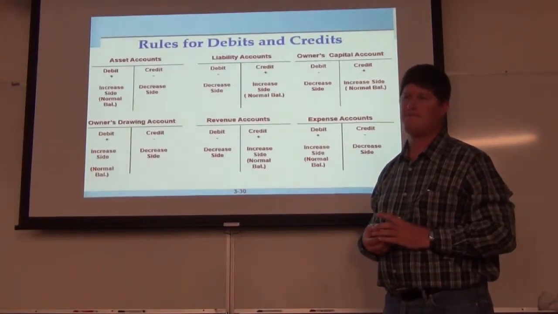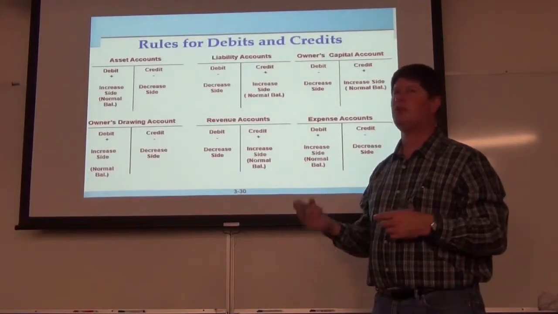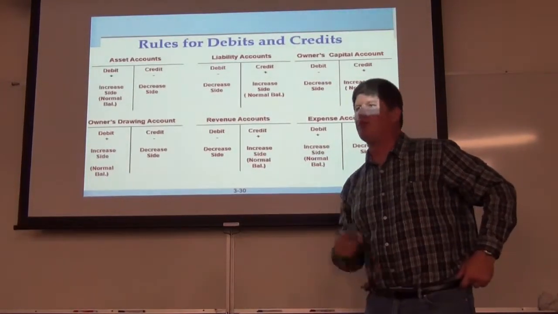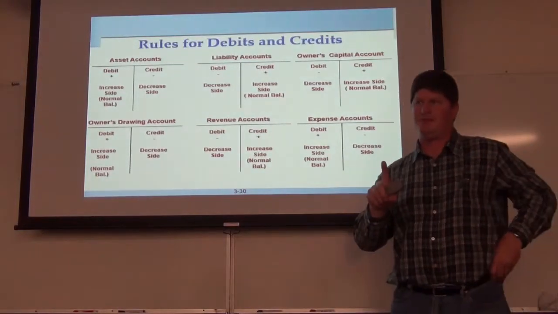Okay? Can there be 2 debits and 1 credit? There can be 2 debits and 1 credit. There can be 10 debits and 10 credits. But there must be at least one of each.